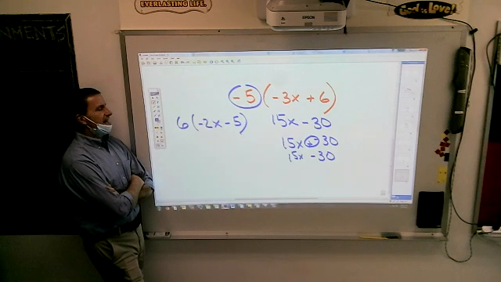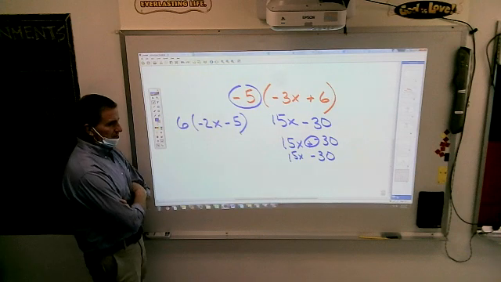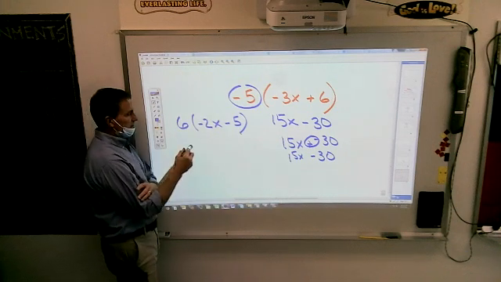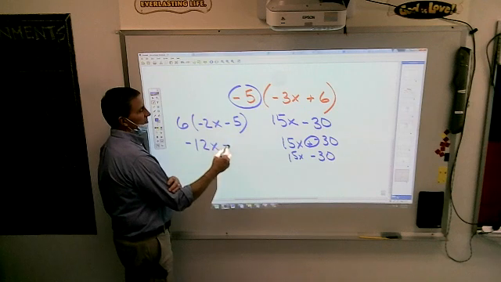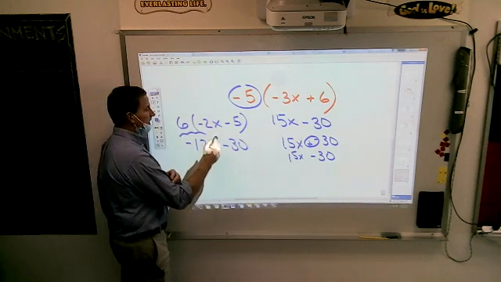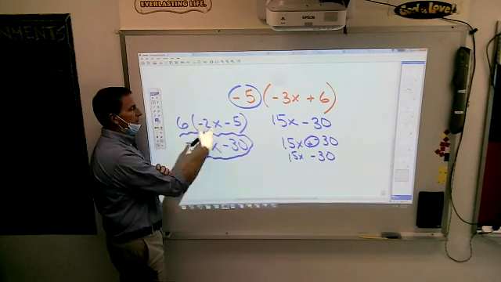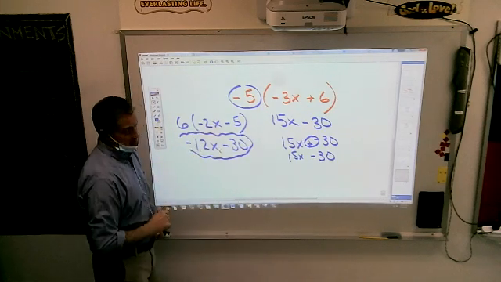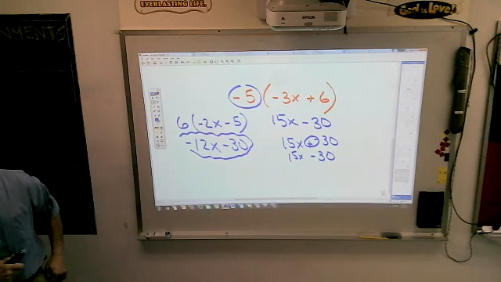Alright, so what did we get here? Lexi Himes, when you did the distributive property there, you got negative 12x minus 30. Same thing. That is correct. One negative, negative, one negative. Are we kind of on the same proverbial page? Let's do one more.